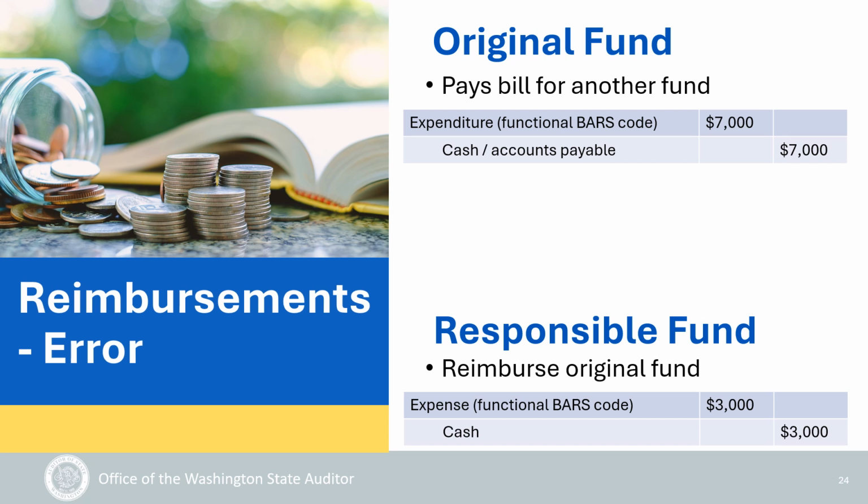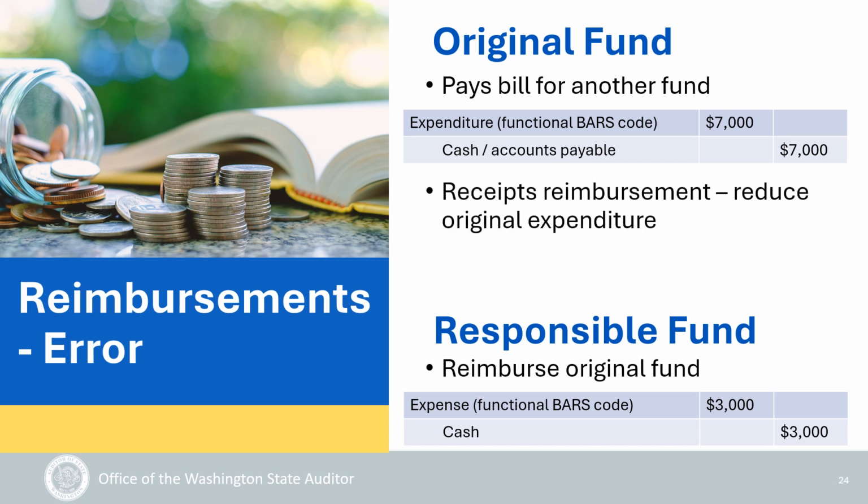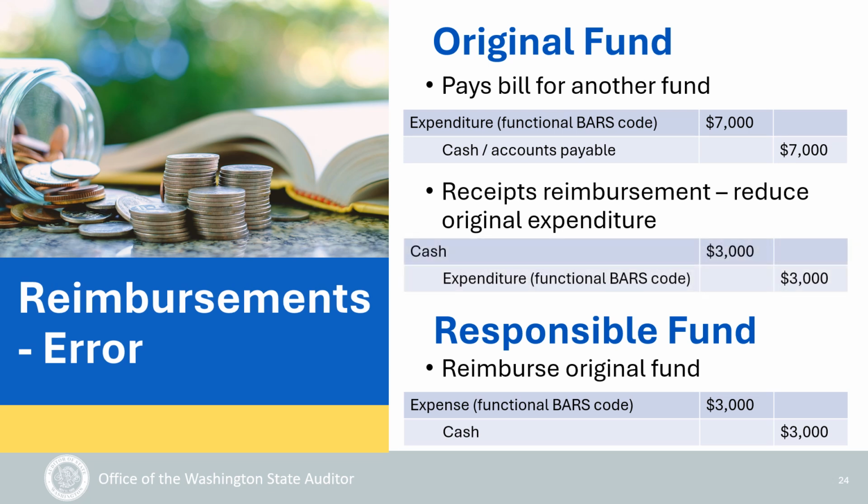When this happens, the general fund needs to record a transaction as well. It receives the cash, so the general fund debits cash, and to reduce the original expenditure recorded, the general fund will credit the original expenditure code. Now each fund has recorded their portion of the expense.